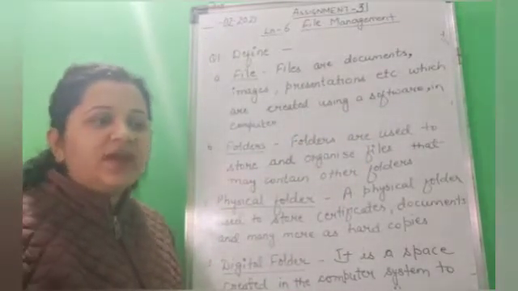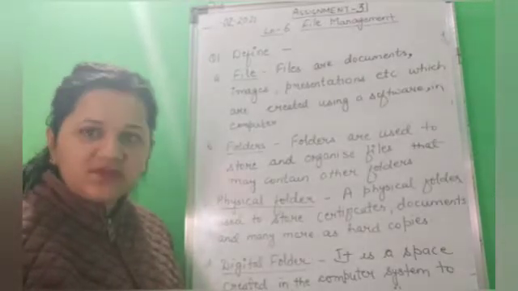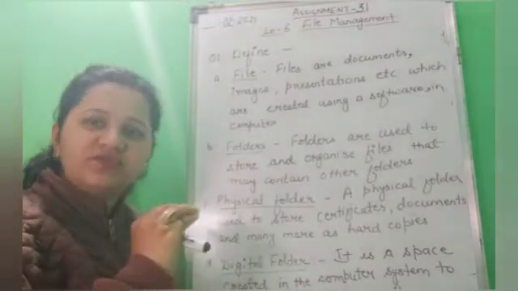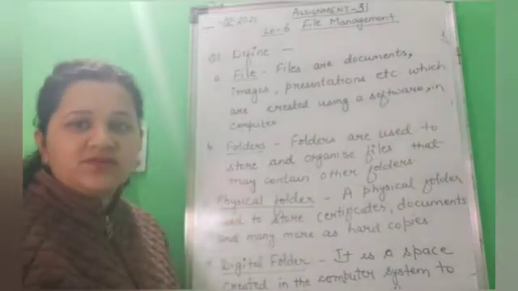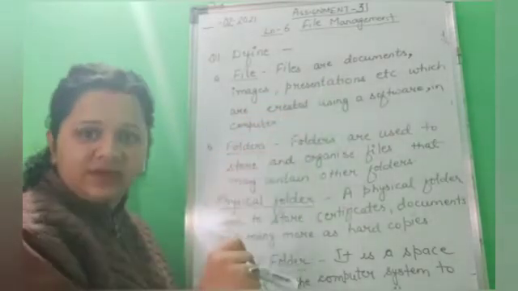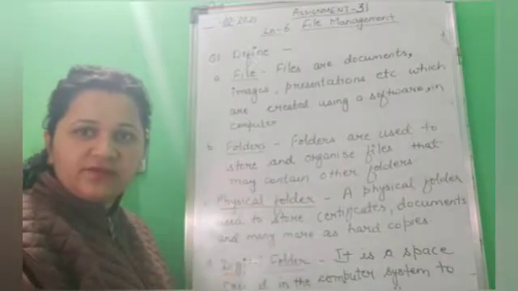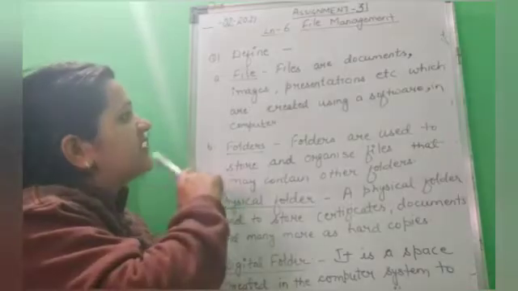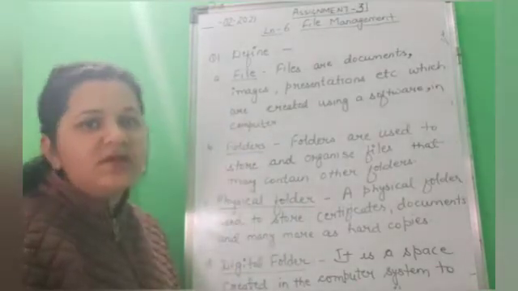Suppose you have typed something on a computer system, or you have drawn something like in Paint software. So the files which you have made in the computer system, the things which you have stored in the computer system, these all are what? Files. Okay, they can be documents like written part. Okay, they can be images like drawn part which you have drawn on Paint software, or they can be presentations. Okay, so files are created using a software and they all are stored in computer system.